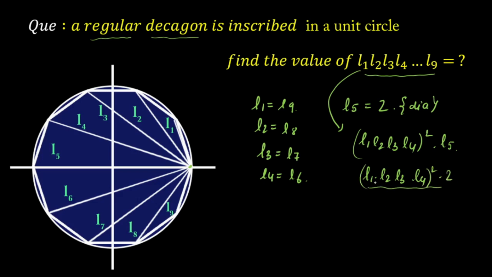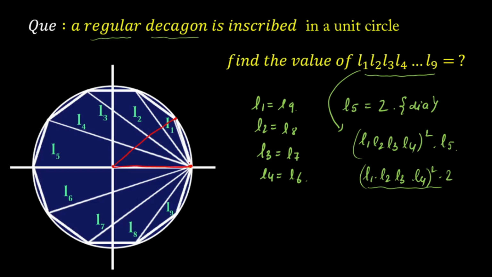Now let's start with L1. We have to calculate these four lengths, and once we multiply we'll get our answer. So for L1 I'll do one thing. I'll make a triangle here. This is my origin, and from this point all the diagonals are connected. So let's join these points, and this is one of the vertices of the decagon.